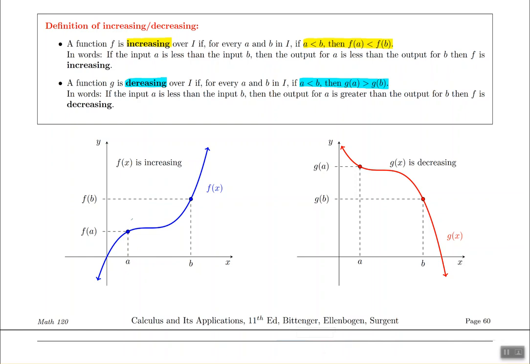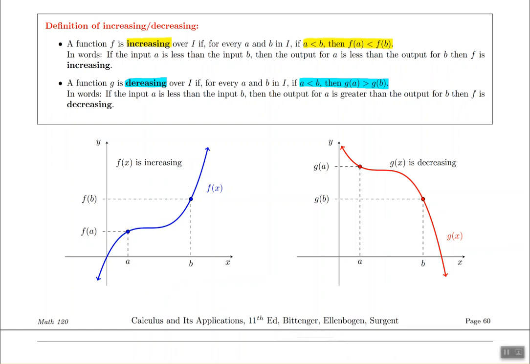So another way to think about it is like this. Suppose that you have a little stick figure guy, and the stick figure guy is walking from left to right on this graph. My little stick figure guy would have to go uphill. So therefore, we say that the function is increasing. So your little guy is always walking from left to right.